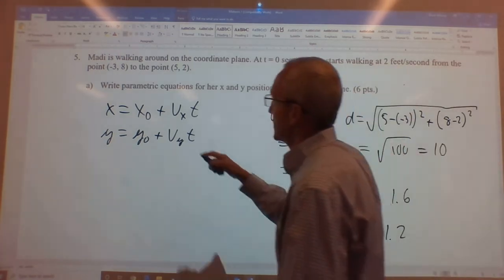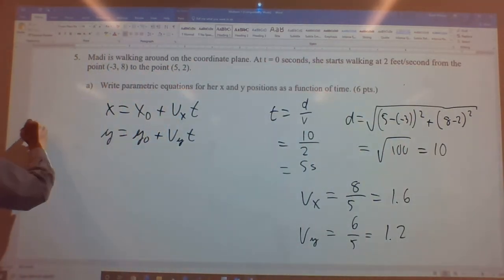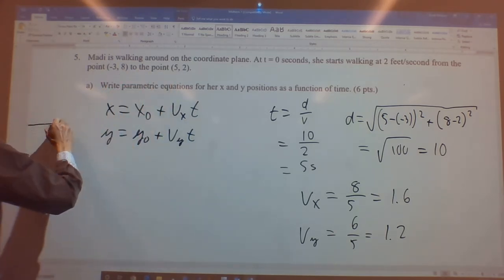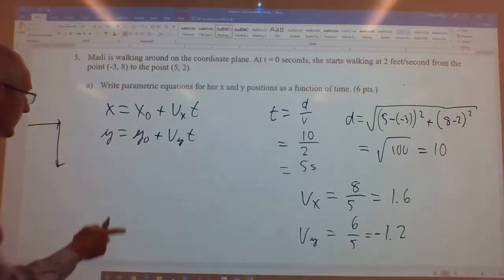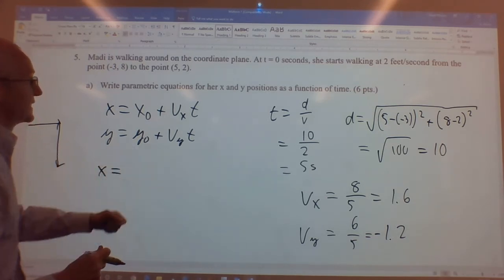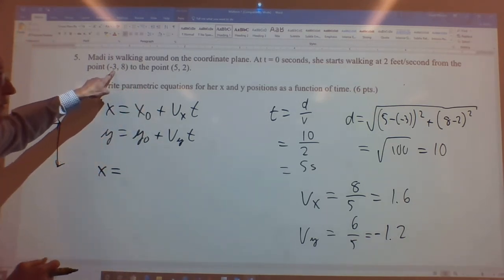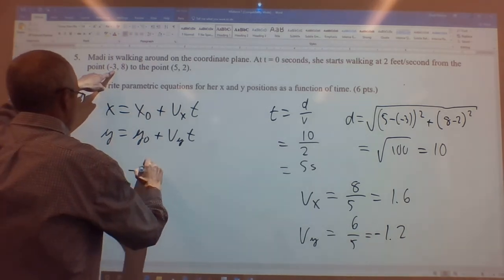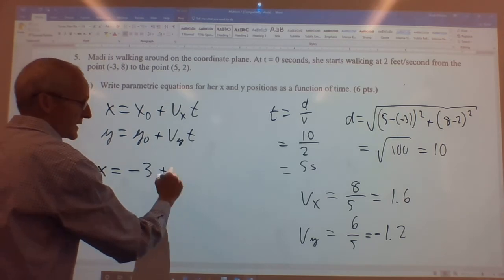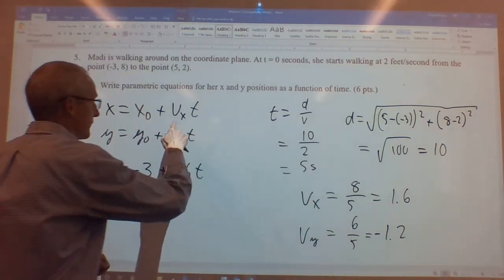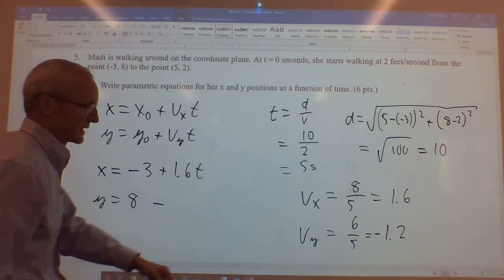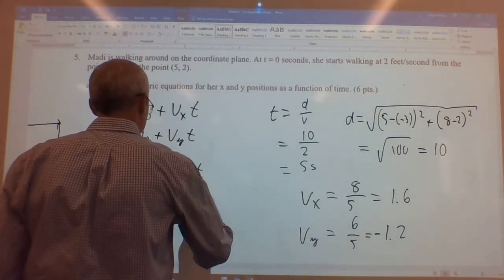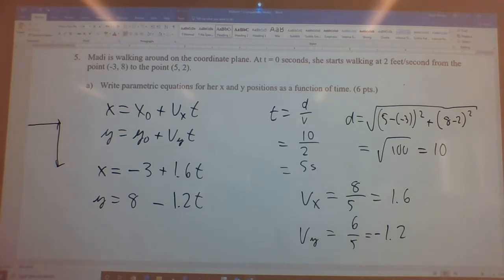Now, here's where you've got to be careful. She's going from negative 3 to 5 in the x direction, this way. But she goes from 8 to 2, so she goes downwards in the y direction. So clearly it's a negative y velocity. A lot of people are getting the negatives wrong. Now we can plug in these numbers. Her x0 starting point was negative 3. It's always from the starting point. So her x equation is negative 3 plus Vx, 1.6t. And the y direction starting point was 8, and then it's minus, because she's going in the negative direction, so minus 1.2t. A lot of people got those things wrong. They got confused with negatives and everything.